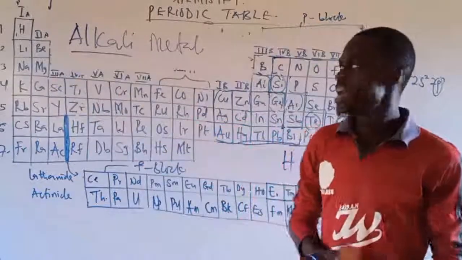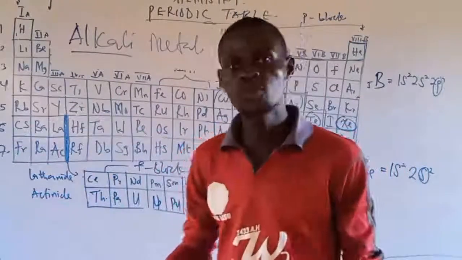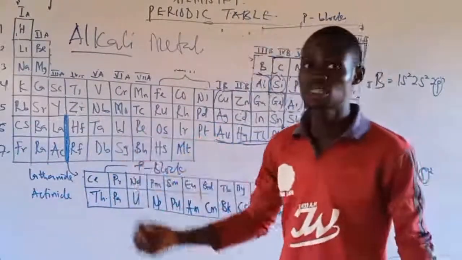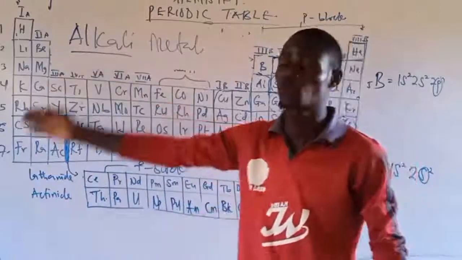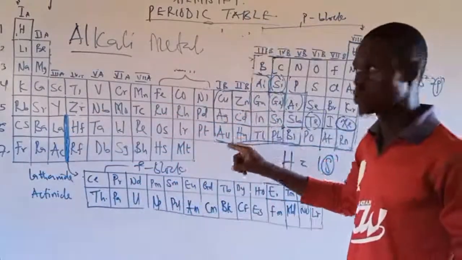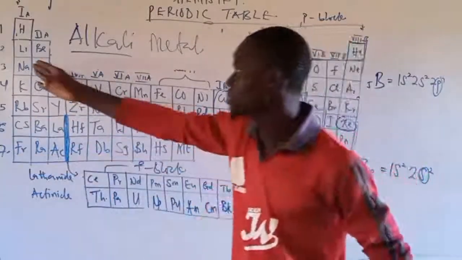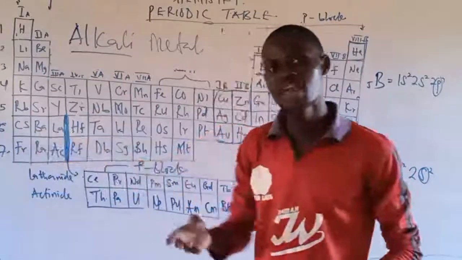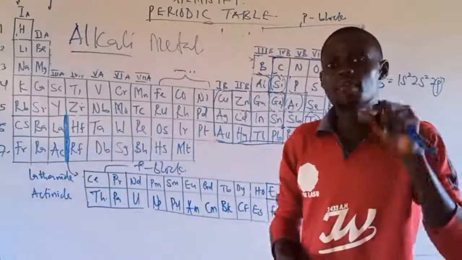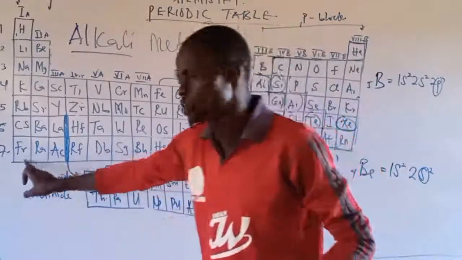That's why we call them alkaline metals. Now, the group 1 elements are very reactive. They are the most reactive metals found in the periodic table. Please don't forget, the 1B elements are less reactive compared to 1A elements. All of the elements in group 1 are very reactive, whereby the most reactive element among them is francium.